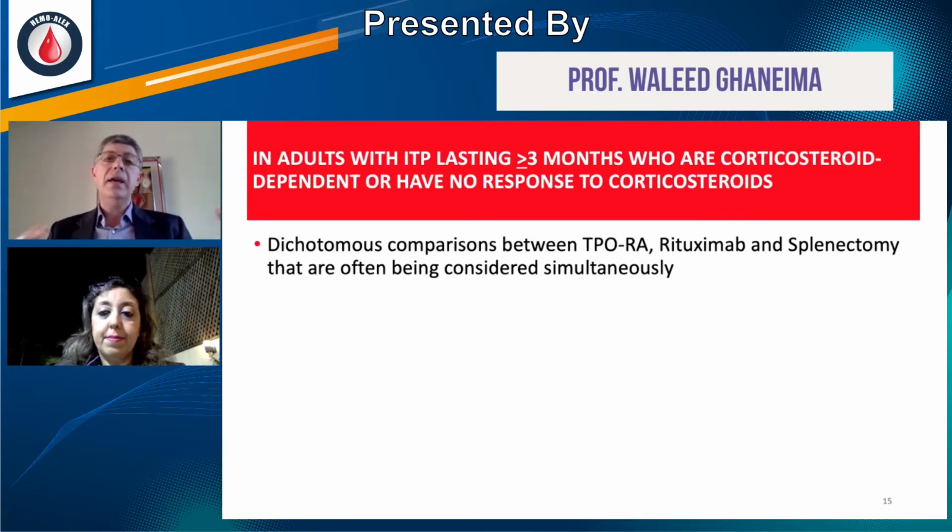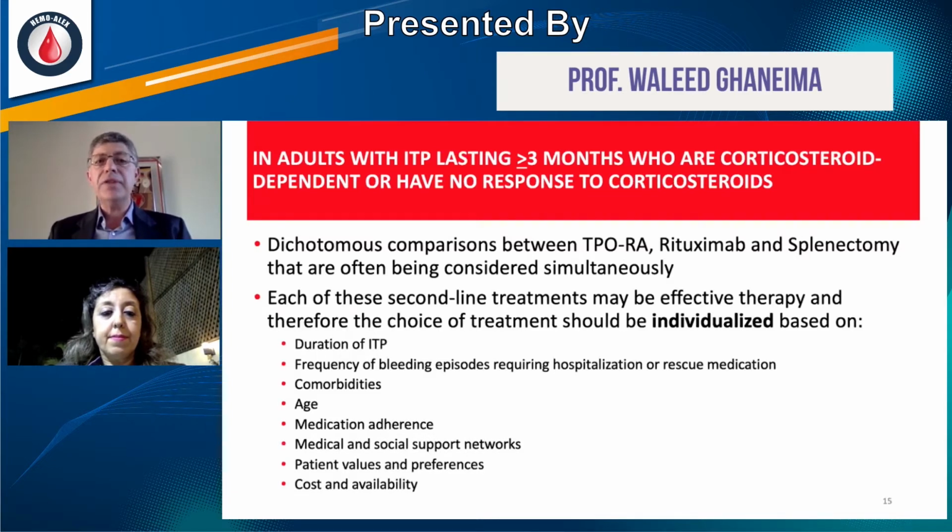Here, they made comparison between these three agents or three therapies, because these are the most widely used, and a dichotomous comparison between them. And each of these is effective, actually. And therefore, the choice of treatment should be individualized on the duration of ITP, bleeding, comorbidities, age, medication adherence, medical and social support network, patient values and preferences, and cost and availability.